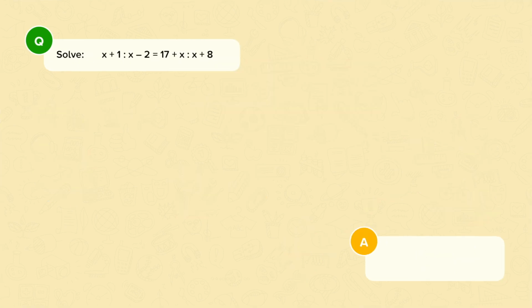Let's try one more question. Solve x plus 1 to x minus 2 equals 17 plus x to x plus 8. Now this looks like a very complicated question, as you have two algebraic ratios that are equal to each other.